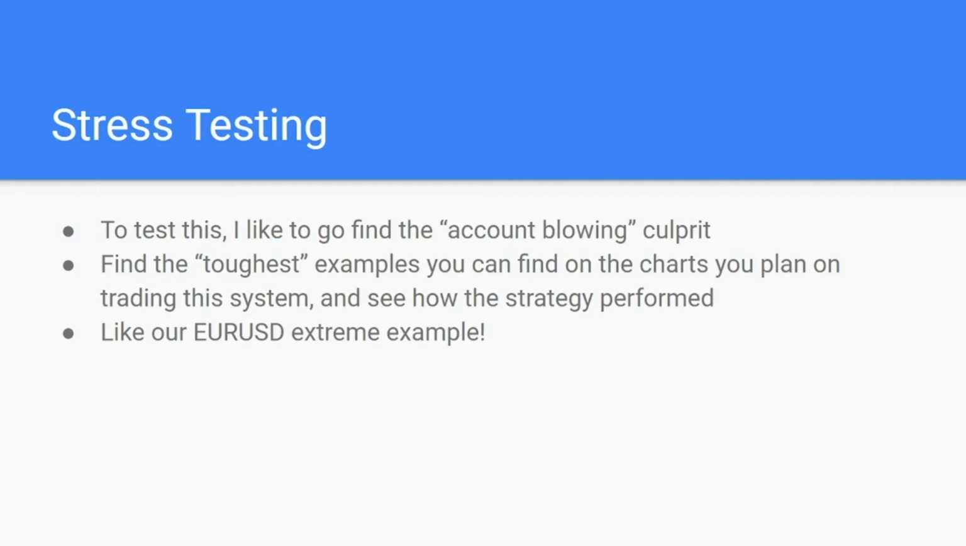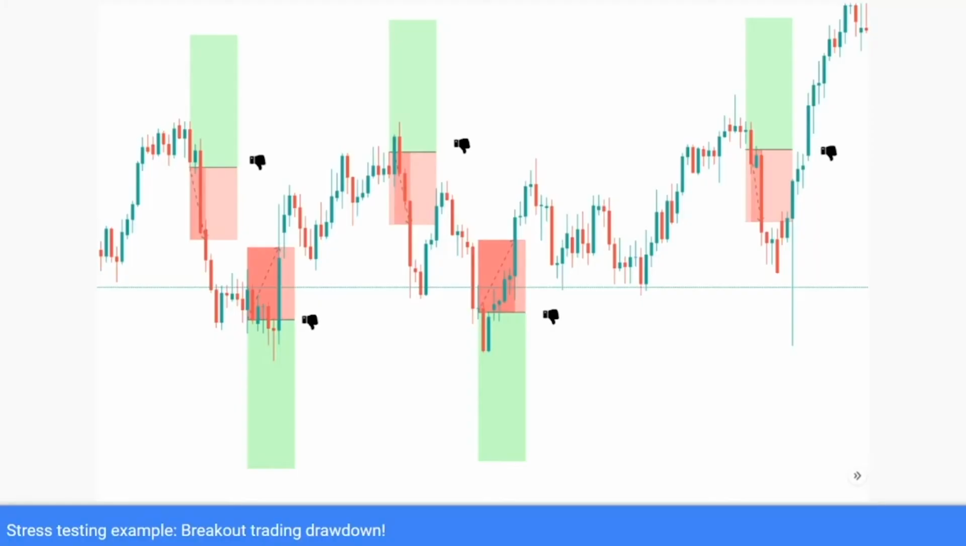So we need to look at these and see how bad did it get. Here's just a visual representation of an example of a really tough drawdown that a trend or breakout trading strategy may have gone through. Now you'll see that this is basically an example of a stress test, because let's say that you, for whatever reason, whatever your rules were, you took all of the trades here on this screen.